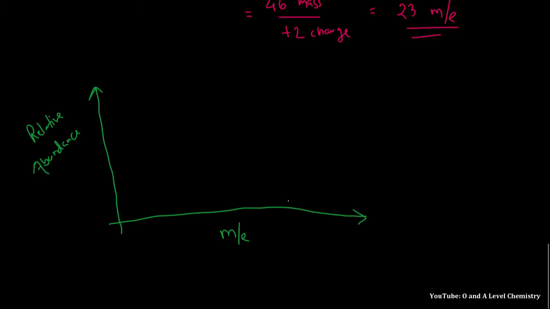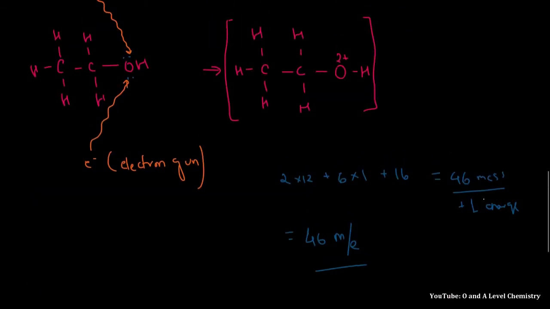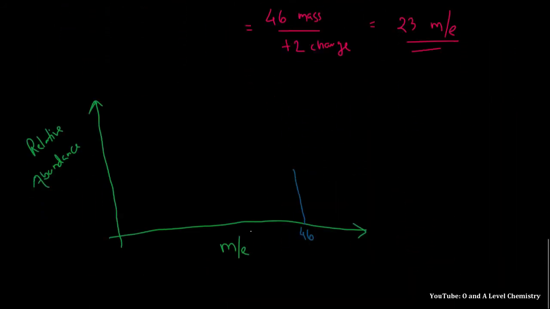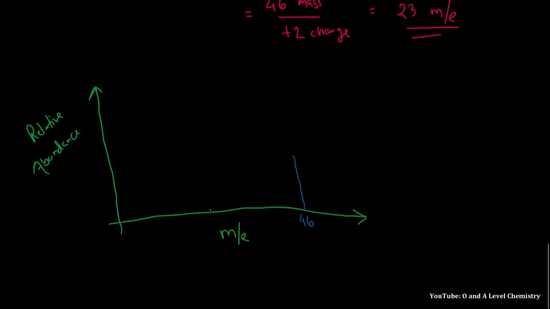I'd see a peak at 46. So this is 46 m/e. Don't worry about the height now. We're not going to talk about the relative abundance now. We're just going to talk about where we see the peaks, okay? But this height would be different. And then we'd see one at 23. Somewhere here, you'd see one at 23.